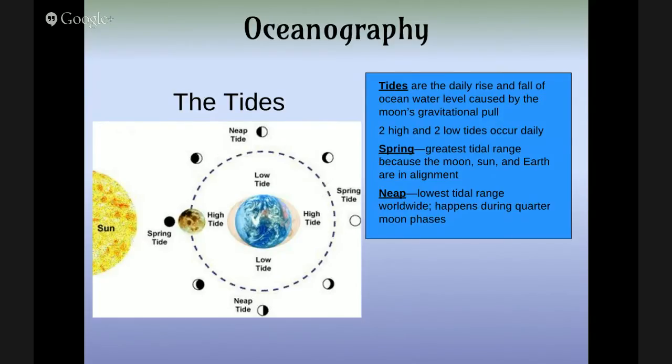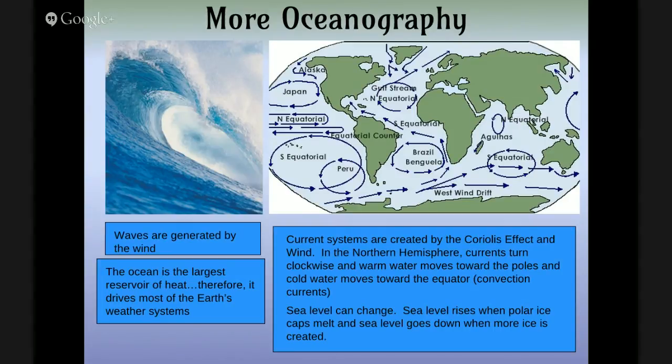More oceanography. We also looked at waves, and we learned that waves are generated by the wind. The ocean is the largest reservoir of heat, and therefore it drives most of Earth's weather systems. One very important part of oceanography was learning that water takes a long time to heat up and a long time to cool down. So anytime you live near the ocean, your winters will be slightly warmer and your summers will be slightly colder. We say that it regulates temperature.